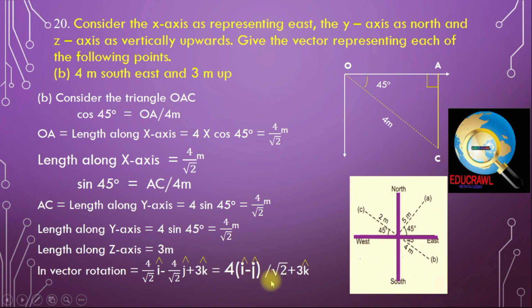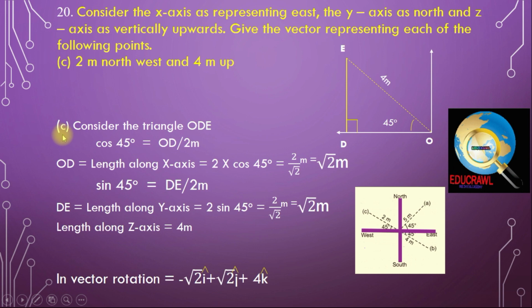Here 4 by root 2 you can take as common. So you will have i minus j plus 3k. Here, if you see, the j component alone has got the negative sign. But in the first case, nothing was negative. Why is the j component alone given a negative direction? If you see the diagram, the j component, that is the y-axis component, is lying on the negative axis. So for the j component alone, we are giving a minus sign.